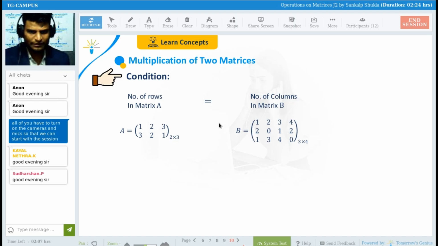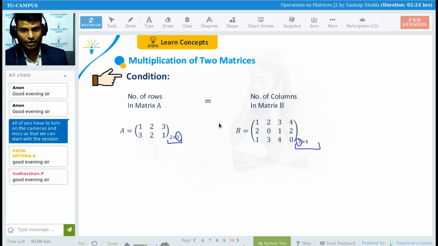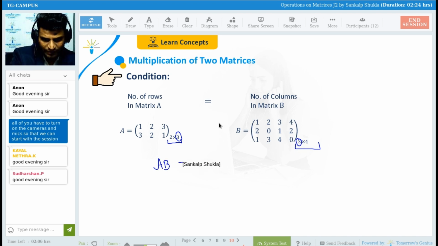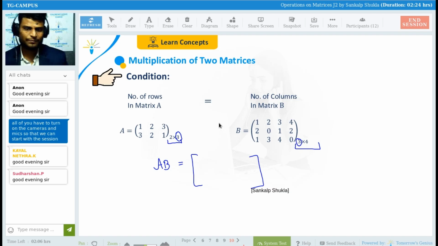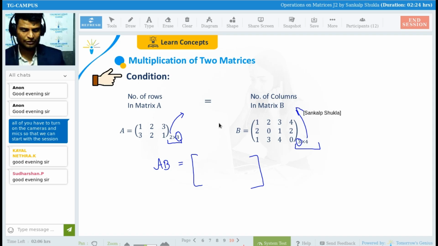Okay, we can see here also, like A matrix we are having, I've considered one example. So 2 cross 3 is the order, and the B matrix 3 cross 4 is the order. So I can see that 3 is equal to 3, right? So now AB is possible. The multiplication of AB is possible. Now what should be the order of AB? So order is always this 2 and this 4. 2 cross 4, yes.